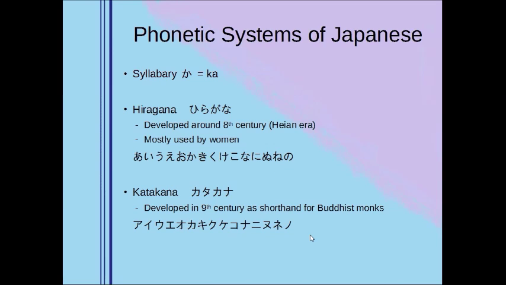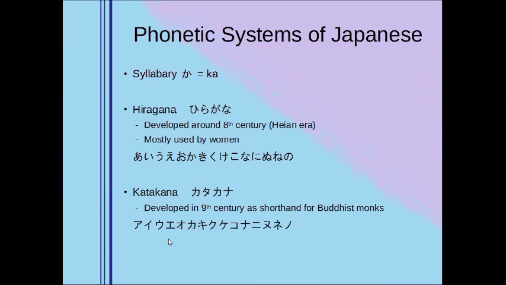The second syllabary is katakana. It was developed later by Buddhist monks to be used as a shorthand. Here's a sample here. It's a lot more blocky. The way I think of it is hiragana looks like it could be written by a brush, and katakana looks more like something you'd write with a pen.